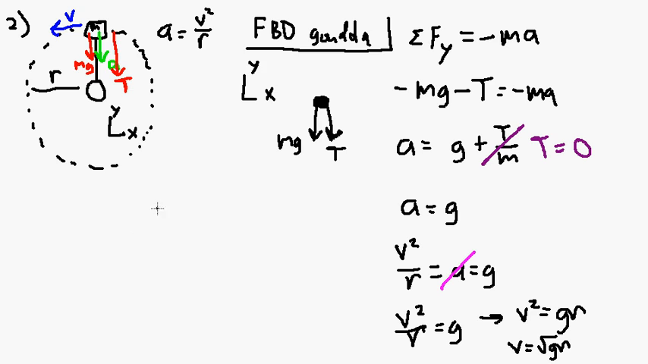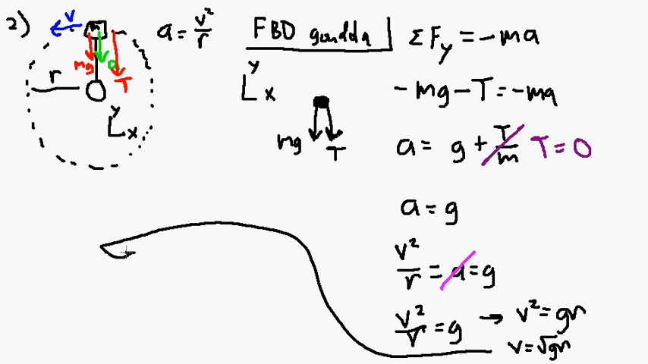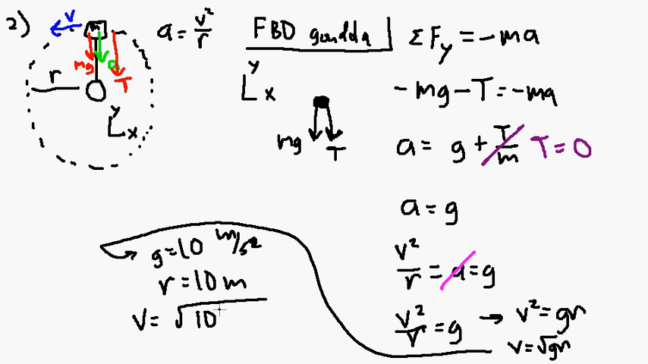And I said you could use g equals 10 meters per second squared, and I said r is 10 meters. So v is the square root of 10 meters per second squared times 10 meters. And you can see then that meters, seconds, it all checks out. So v equals 10 meters per second is our answer.